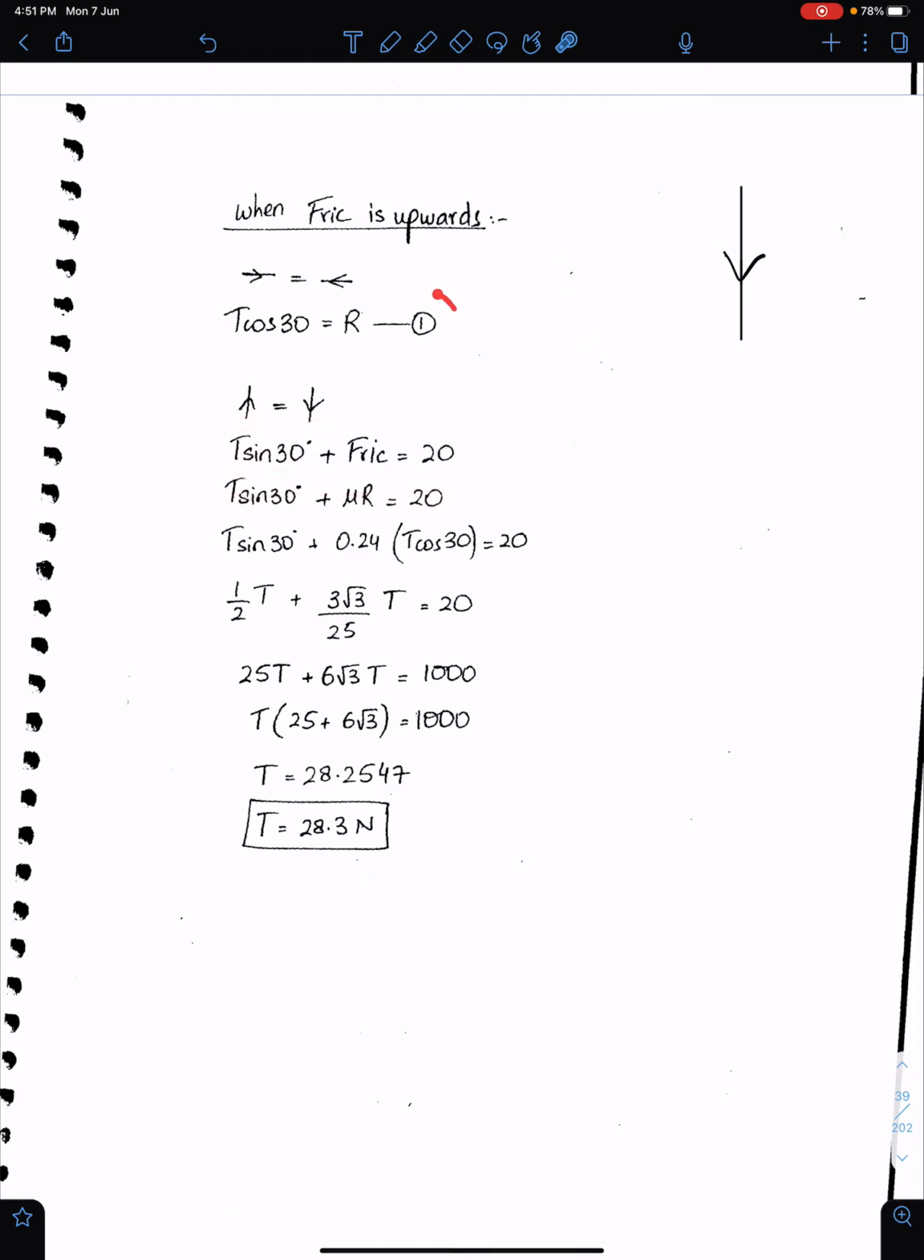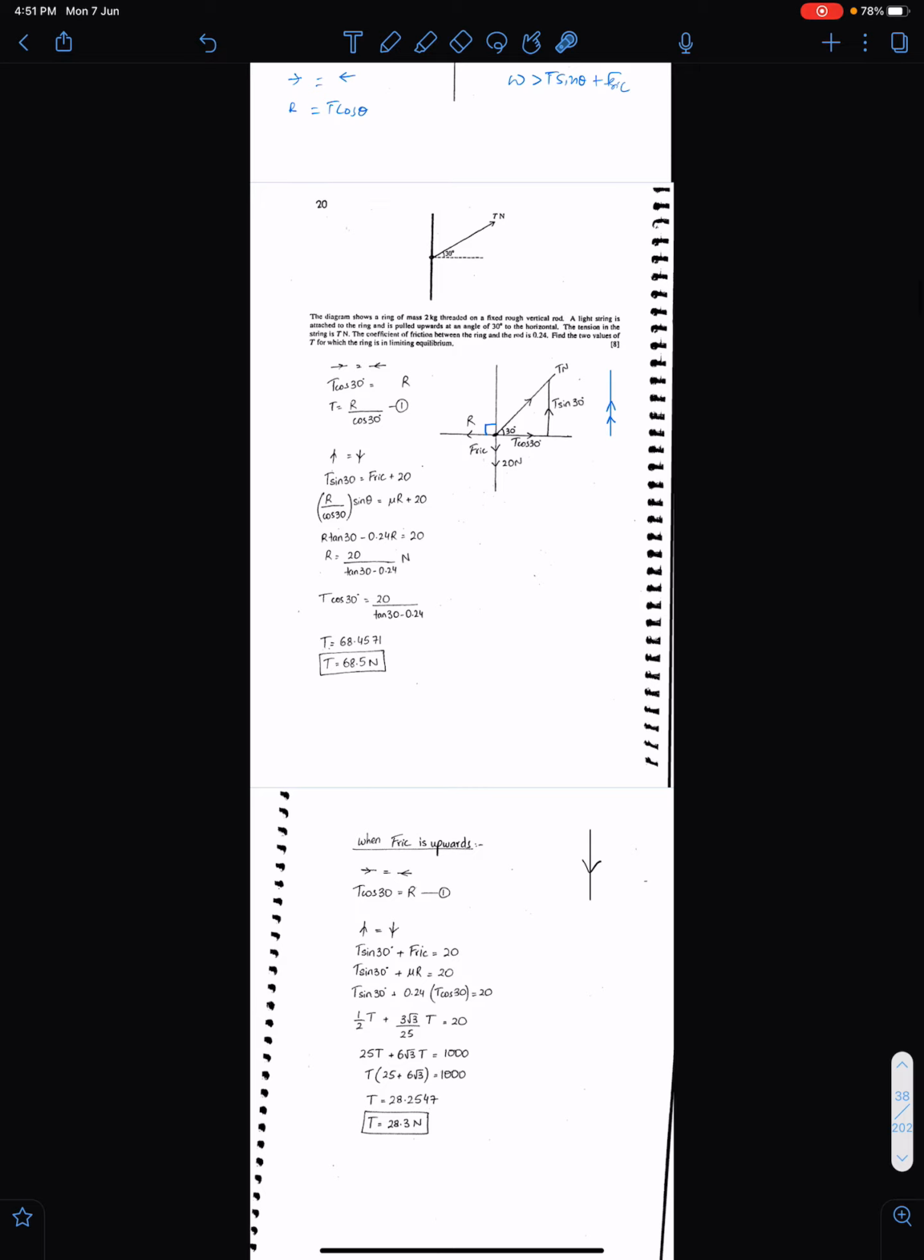Now with the help of these two equations, you can get the value of T. You can take a screenshot of this solution if you want.